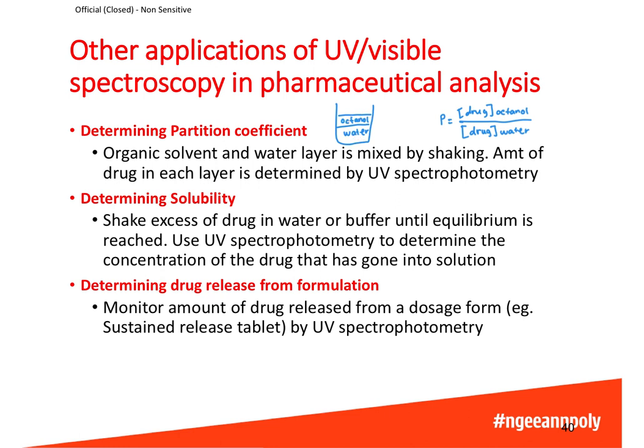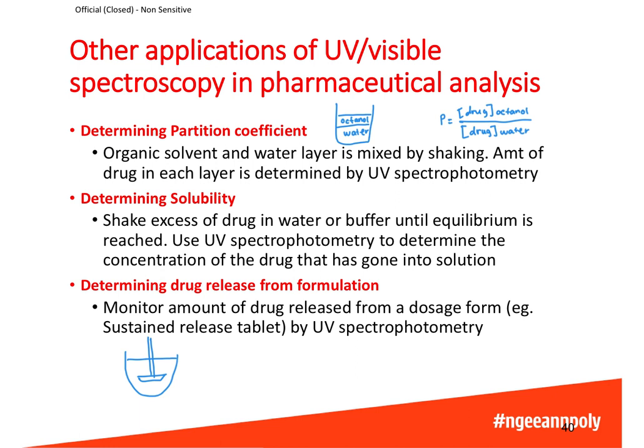Another use of UV and visible spectrophotometry is to determine the solubility of a drug. To do this, we shake an excess amount of drug in water or a buffer until we reach equilibrium. Then the solution can be taken and the UV absorbance can be measured. So from there, we can determine the concentration of the drug that has dissolved. UV spectrophotometry can also be used to determine the rate of drug release from a formulation.